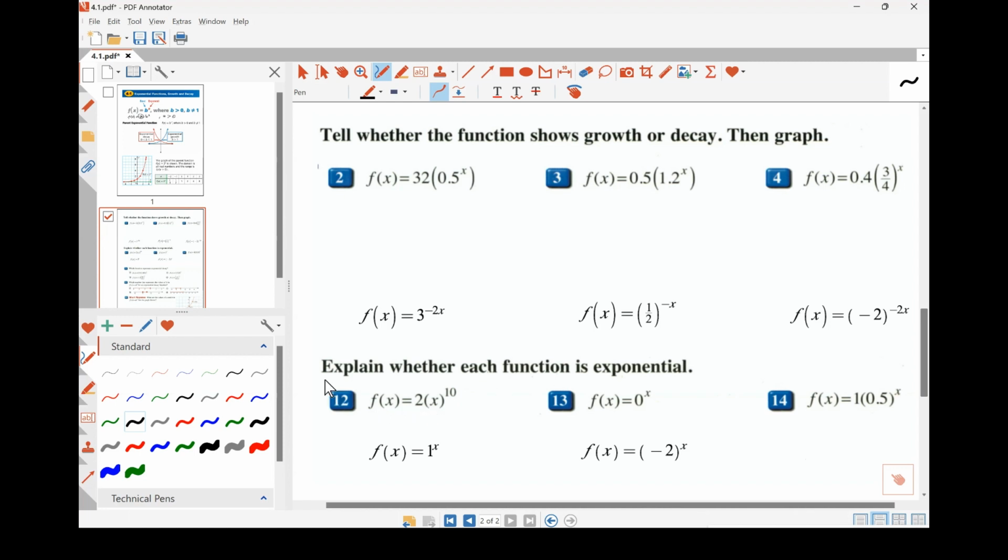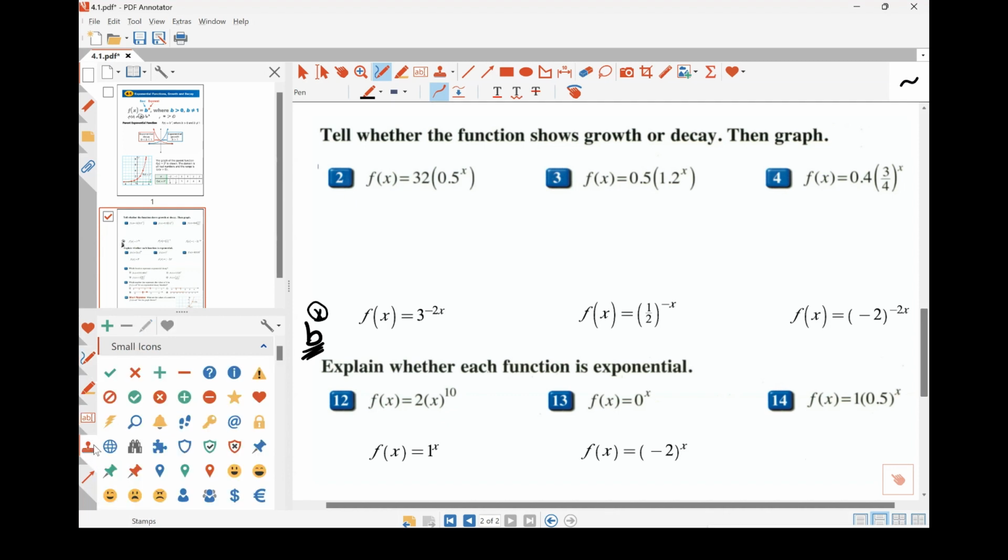To have an exponential function, the form is b to the power of x. Base is a constant number. Exponent is x. Is my base a constant number? Exponent is x? No, it is not. So this is not an exponential function.